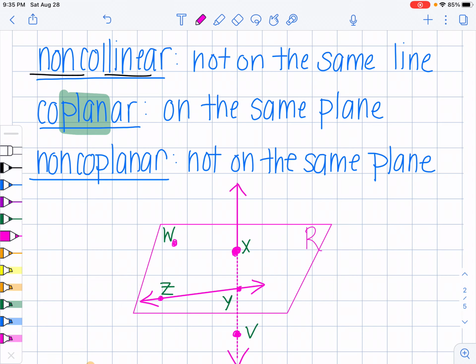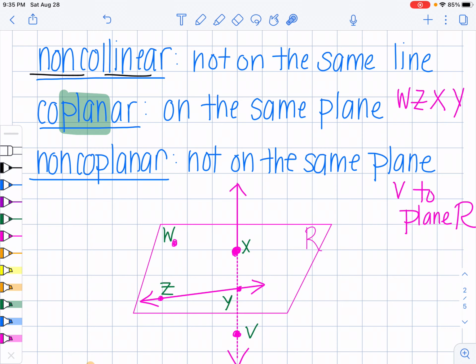Now, coplanar, I need to choose any points on the same plane. I can pick W, Z, X, and Y. All of those points are coplanar. They're on the same plane. But V is non-coplanar to plane R. Plane R has points W, X, Y, and Z, but V down here is not on the plane.